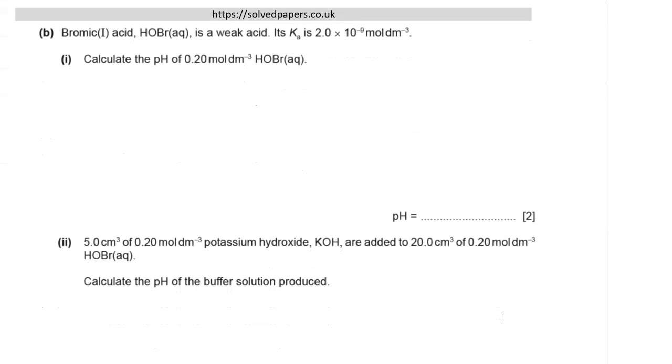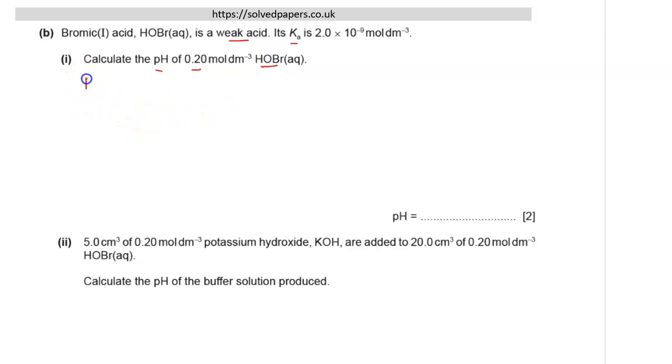Part B. Bromic 1 acid is a weak acid. Its Ka, acid dissociation constant right there, we are told its Ka is 2 times 10 raised to power minus 9 moles per liter. Calculate the pH of 0.2 moles per liter of bromic 1 acid.